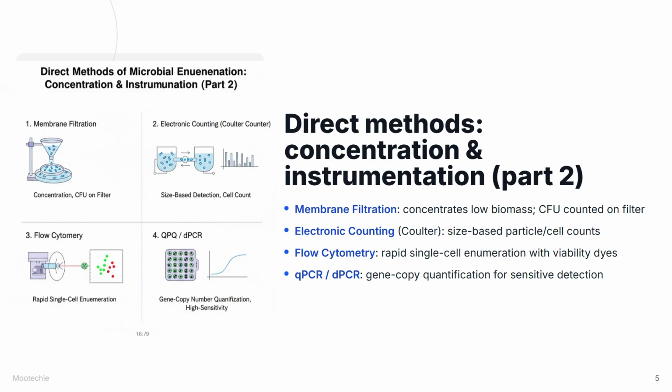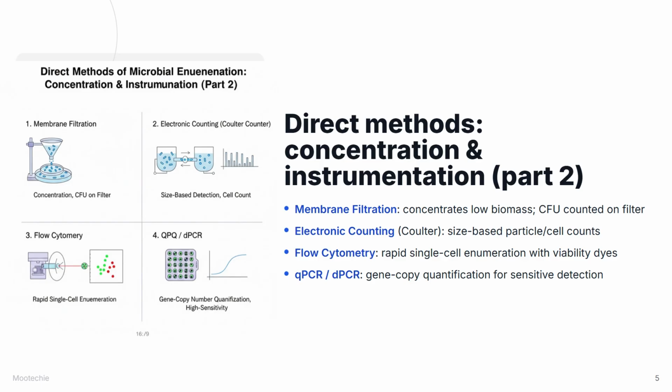Method 1 is membrane filtration. This concentrates low biomass samples and colonies are then counted directly on the filter. Method 2 is electronic counting, like with a Coulter counter. It provides size-based detection for cell counts. Method 3 is flow cytometry. This allows for rapid single-cell enumeration and can be combined with viability dyes.